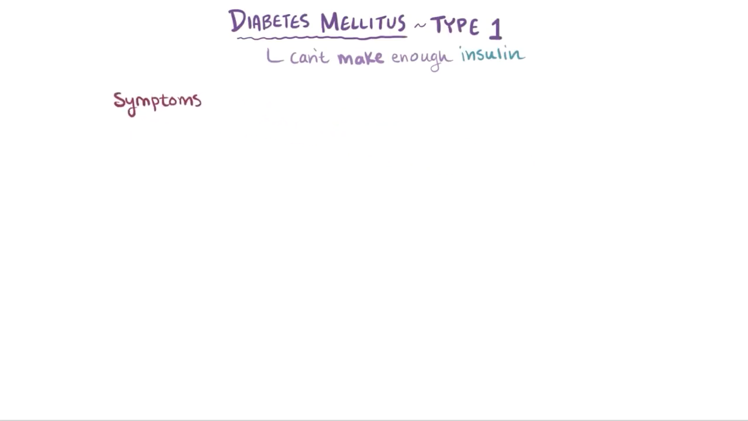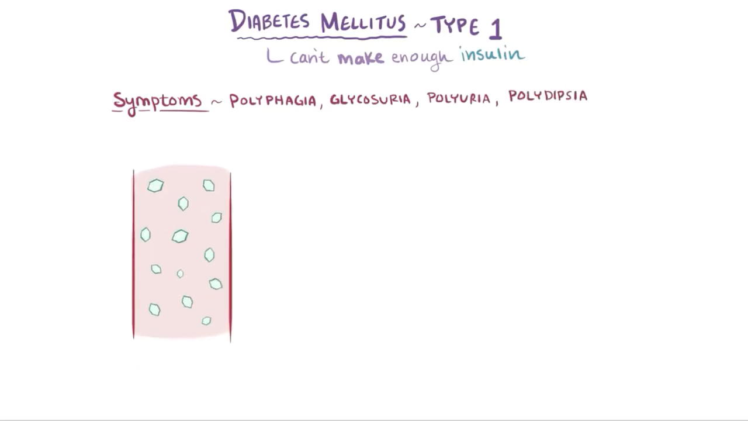Four clinical symptoms of uncontrolled diabetes that all sound similar are polyphagia, glycosuria, polyuria, and polydipsia. Let's go through them one by one.